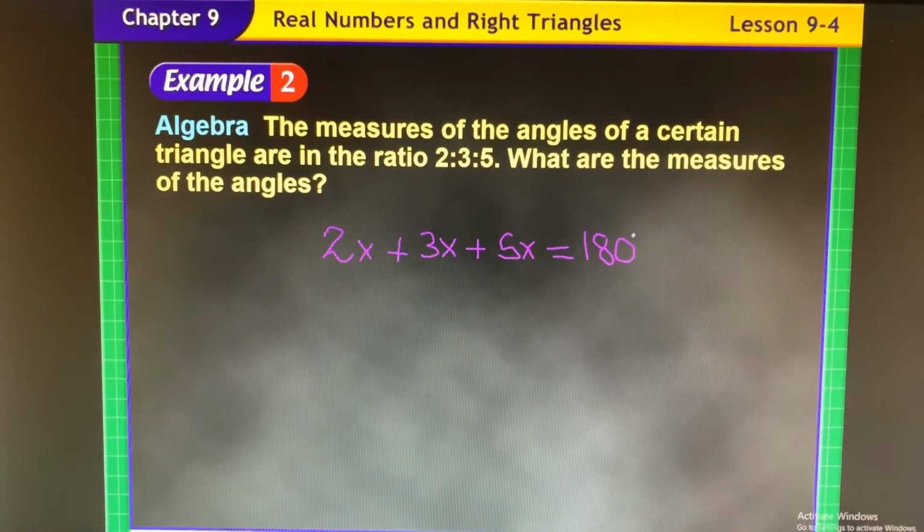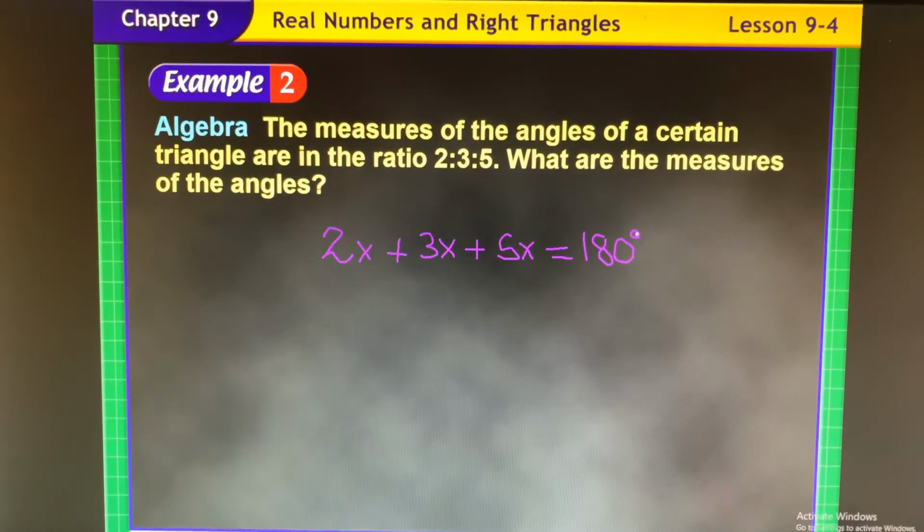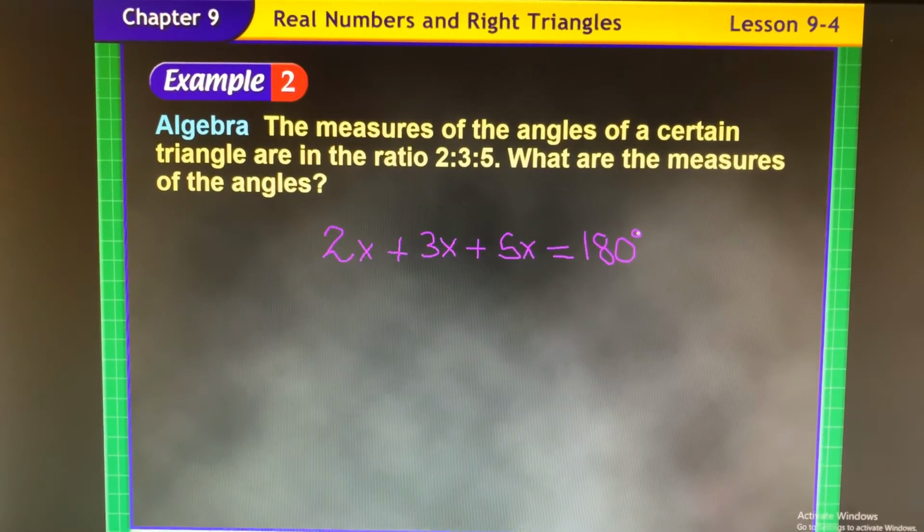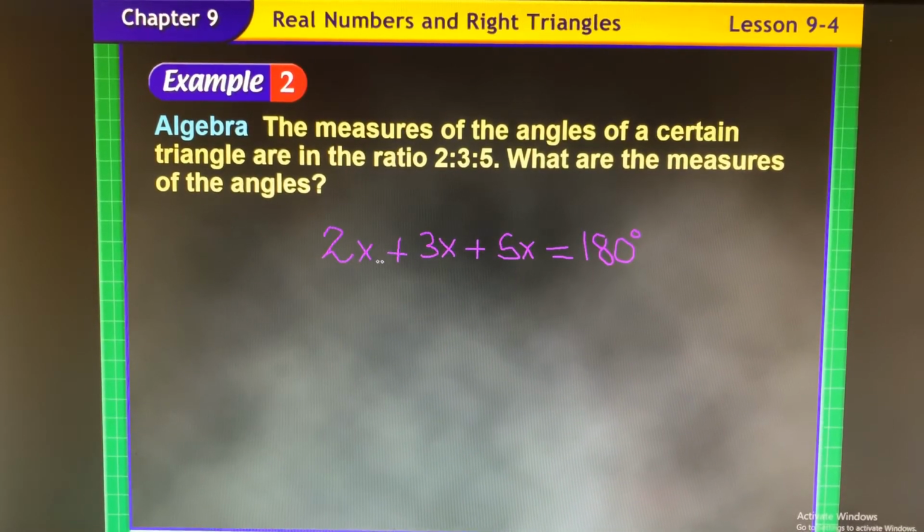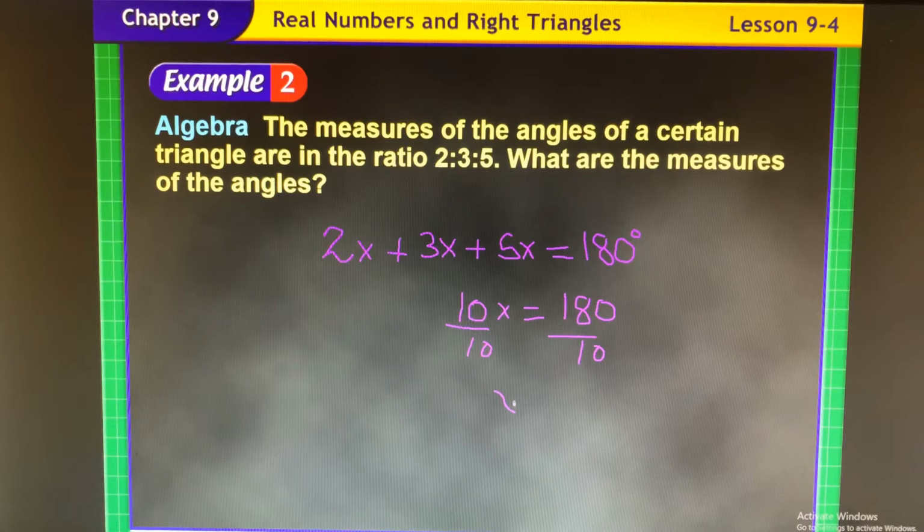Remember what I always say to you. You can do algebra without geometry, but you can't do geometry without algebra. So you have like terms that you're going to put together here to get 10x equals 180 degrees. And then you're going to solve for x. You're dividing both sides by 10. Easy enough to do in your head. And you're going to get x is equal to 18. Now, that's what x is.